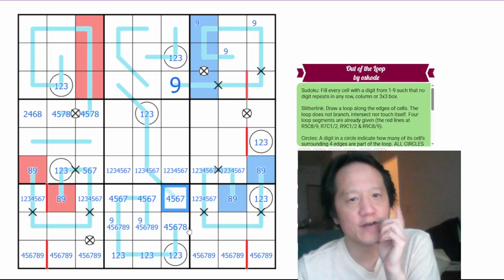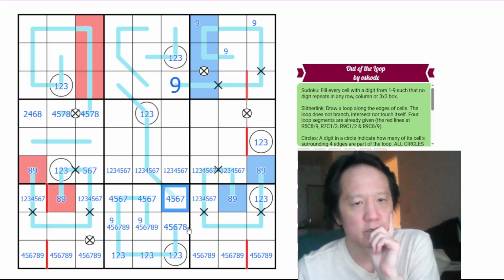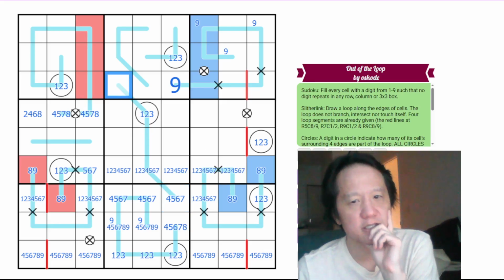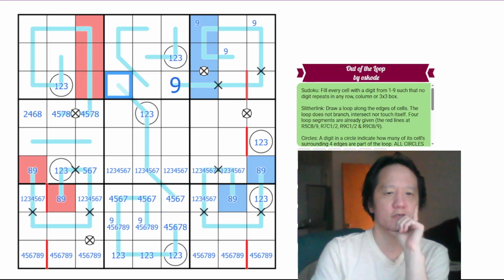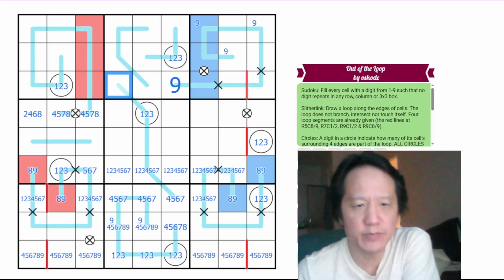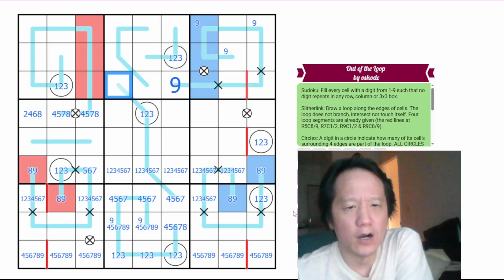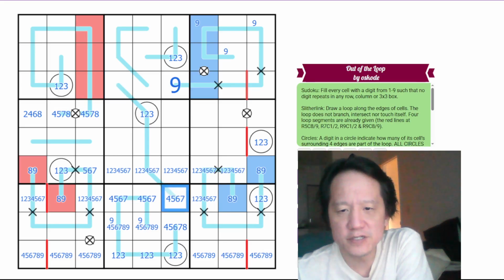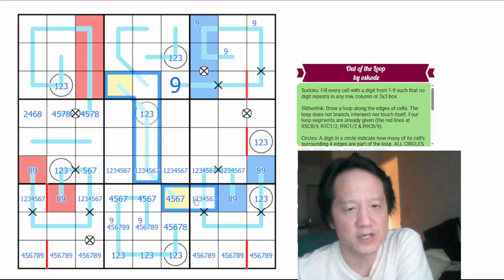Oh, this is 4, 5, 6, or 7. This then must be the same. So this is... Oh. Wait, can they be... Oh. This is the same digit as this one, right? Because of how region sum lines work.